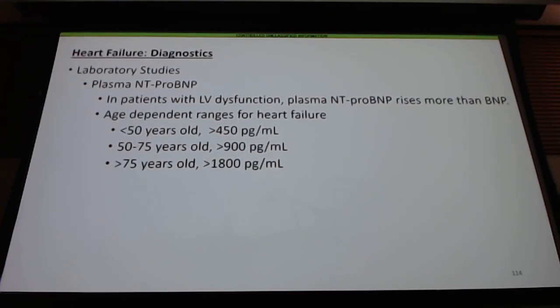We talked about how with a proBNP, the normal values are dependent on age, and it basically doubles every bracket that you go up. So if you're less than 50, anything greater than 450 is abnormal. If you're 50 to 75, then it's anything greater than 900. If you're greater than 75, then greater than 1800 is abnormal.